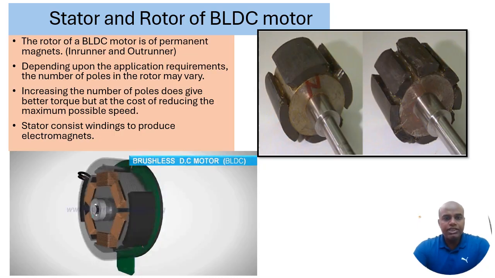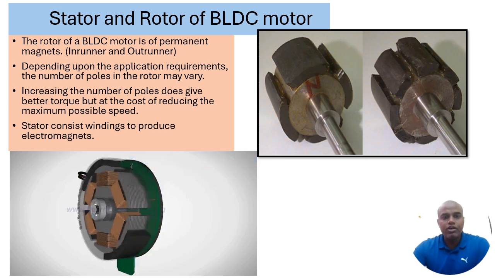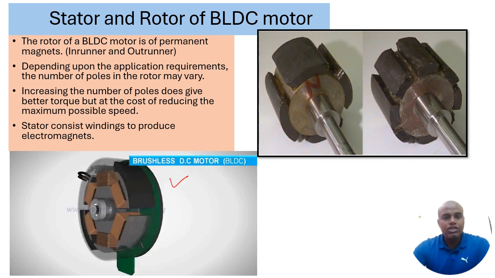As we have already set the tone for the different types of BLDC motor, there is the outrunner motor. This picture shows the outrunner motor where my rotor is surrounding my stator winding and it is rotating. The outer periphery of this BLDC motor is rotating, whereas this picture shows the rotor for the in-runner motor with the different poles. Here it has a lesser number of poles compared to this picture, which has more poles. This kind of rotor is placed between the stator windings, and it is also known as the in-runner motor.